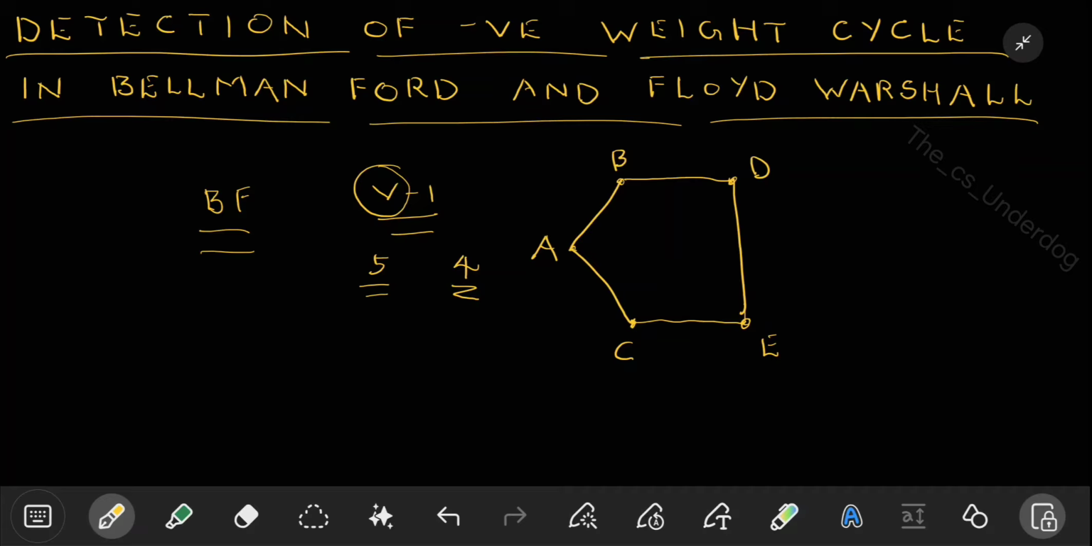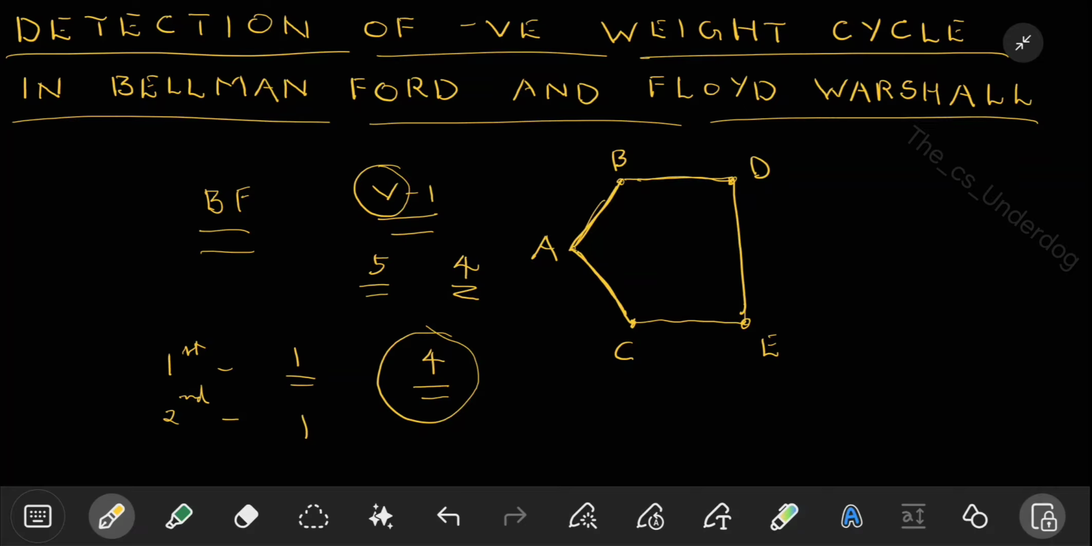How are you going to do this relaxation? In the first round of relaxation, you will relax all edges AB, AC, BD, and so on, all the edges once. Again, in the second round of relaxation, all the edges will be relaxed once. Third round, again the same, like total 4 rounds. When you relax 4 times, you would have found the shortest path from the source vertex to all vertices. This logic we already discussed in case of Bellman Ford.